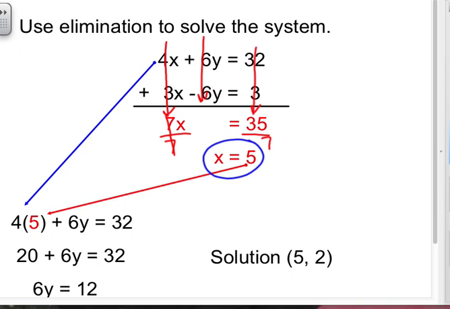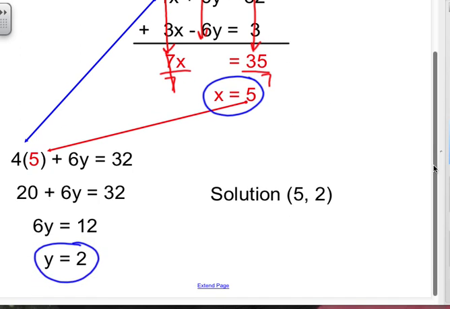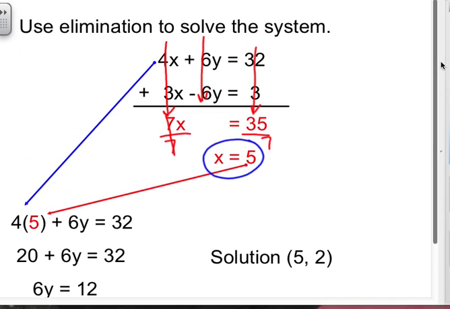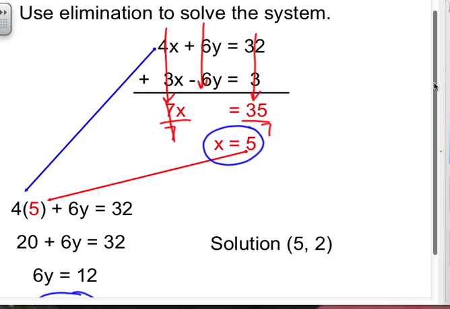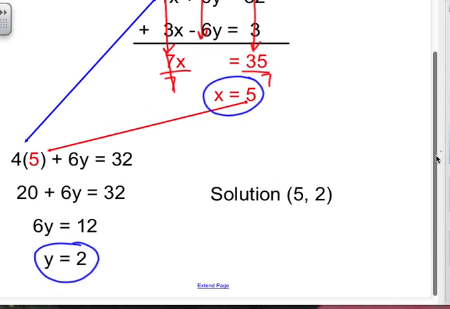now you can take that answer and plug it into one of the original equations. Let's see, which one did I choose? I must have chosen the top equation. 4x plus 6y equals 32. So now you can see I'm taking the value of x being 5 and I'm substituting it in right there. So I've got 4 times 5, that's the 4x, plus 6y equals 32. 4 times 5 is 20, plus 6y is 32.